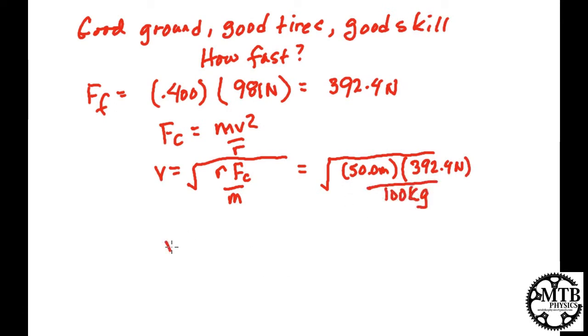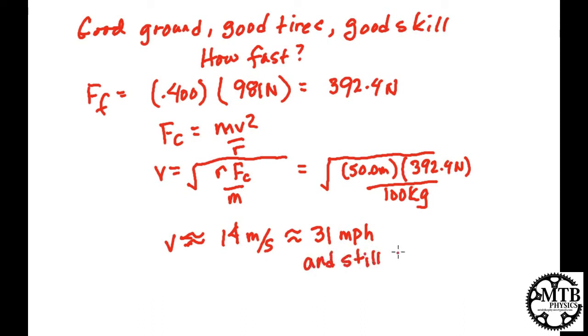Our velocity comes out to roughly 14 meters per second. When converted to miles per hour, it is approximately 31 miles per hour. So we could have tackled this turn and stayed on course, stayed on our single track at speeds that would max out around 31 miles per hour.